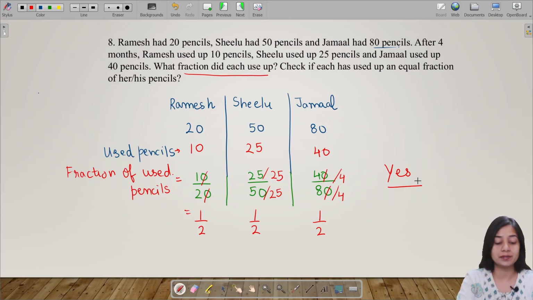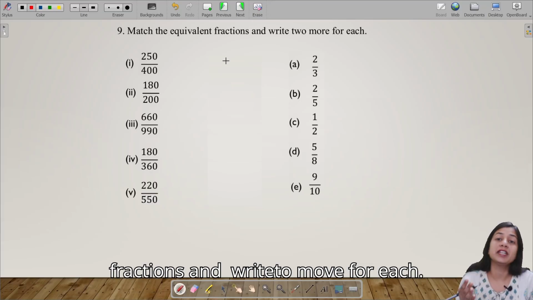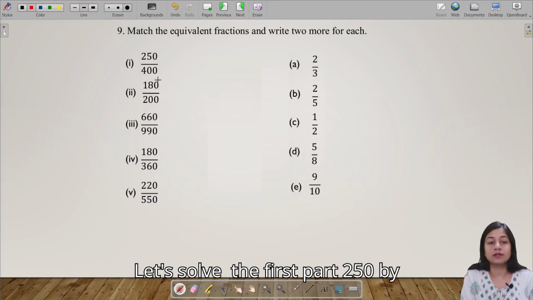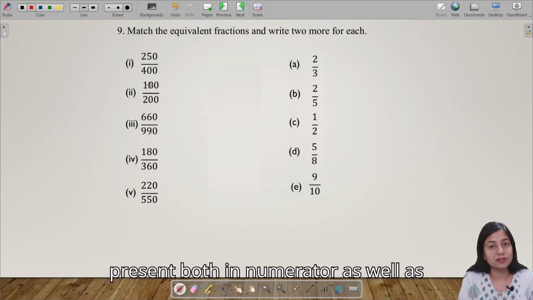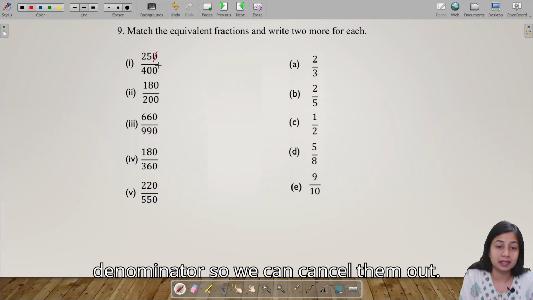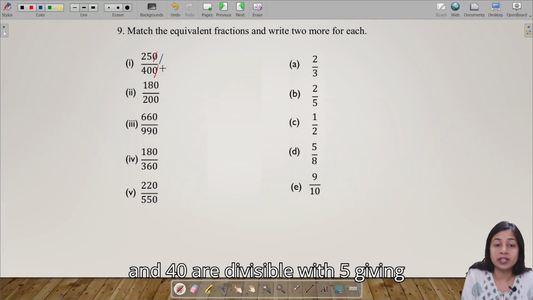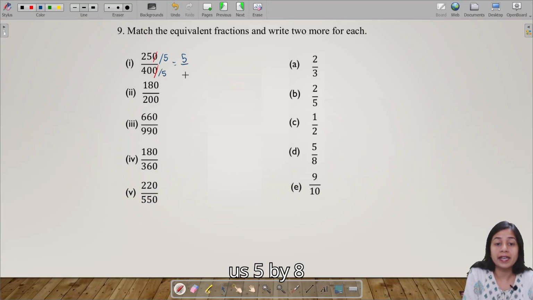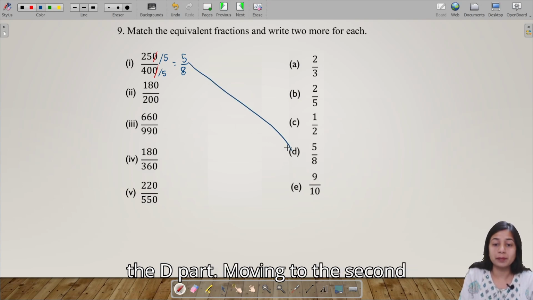So moving ahead. Question number 9. Match the equivalent fractions and write two more for each. Let's solve the first part. 250 by 400. So we can see that 0 is present both in numerator as well as denominator. So we can cancel them out. And then further we can see that 25 and 40 are divisible by 5, giving us 5 by 8. And so the first part will match with the D part.